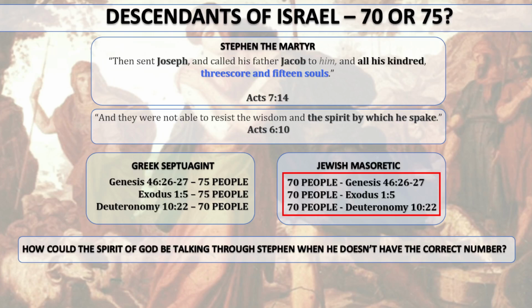And the reason atheists have a lot of problem and find a lot of inconsistencies in the scriptures is because of the changes that the Jews made. And now Stephen looks like an idiot quoting 75 people when really the Jews changed the Masoretic. And if you were just to use the Old Hebrew or the Greek Septuagint, then it makes perfect sense why Stephen is using this number.